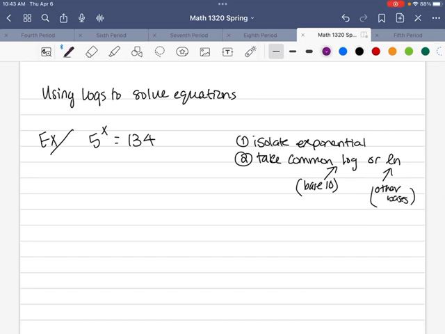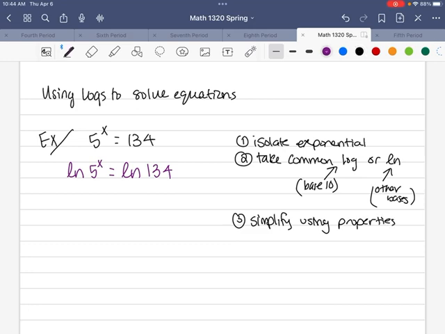So I'm going to take the natural log of both sides. So the natural log of 5 to the x is equal to the natural log of 134. Okay, and so then we can use our properties that we learned last week. So like, let me see, step 3. Simplify using properties from not last week, but Tuesday.